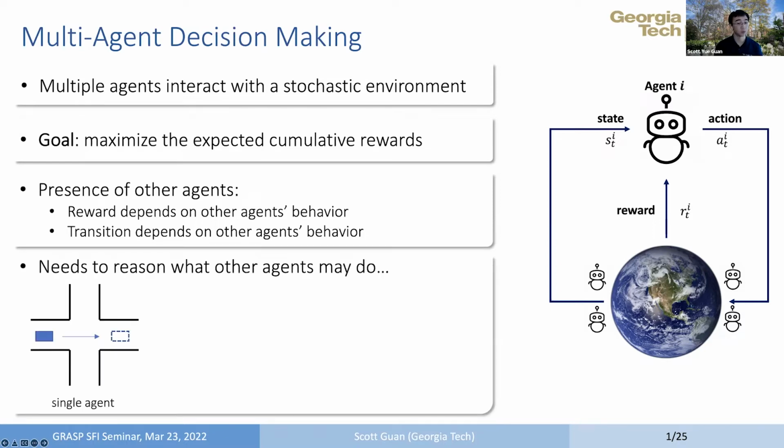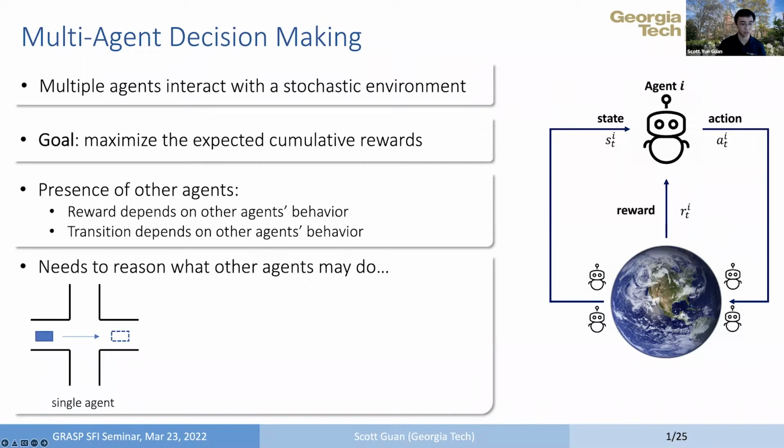Then, in order to make informed decisions, an agent needs to reason what other agents may do. I want to take this little crossroad example to quickly illustrate the complexity that we're facing in this multi-agent scenario. With a single agent, whenever the agent takes this action going from left to right, crossing the road, it will arrive safely. In other words, the environment is stationary from that agent's aspect.